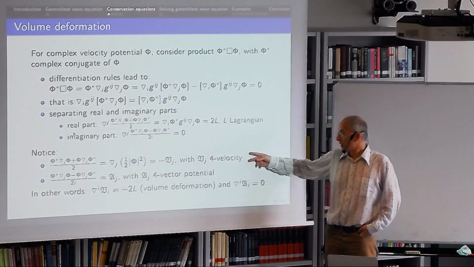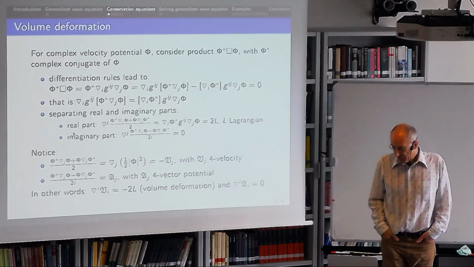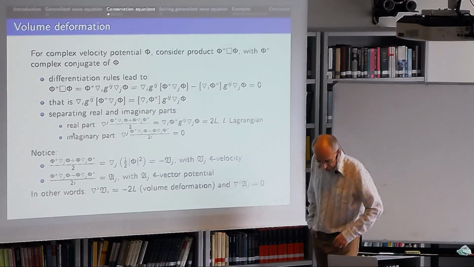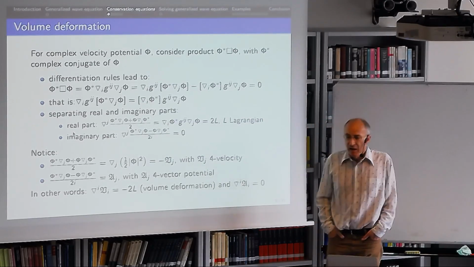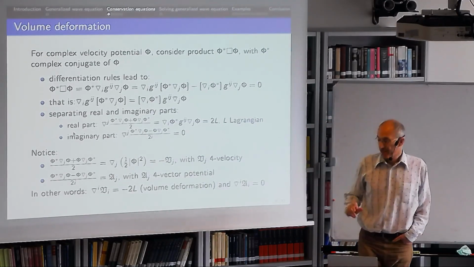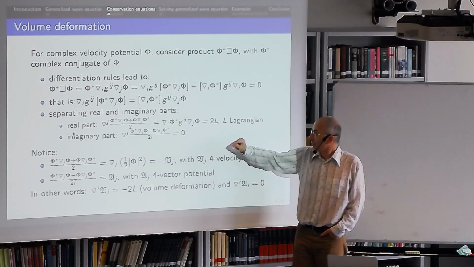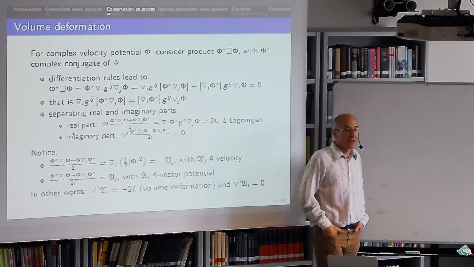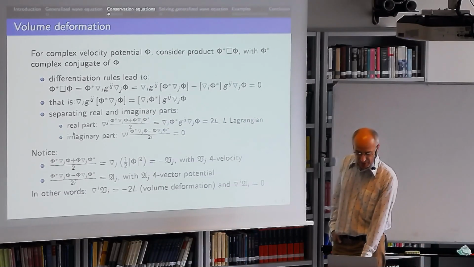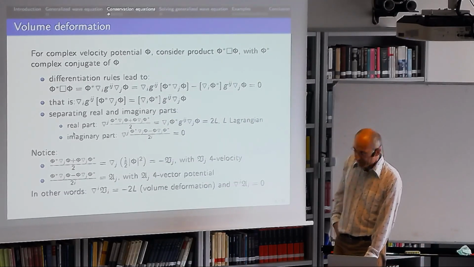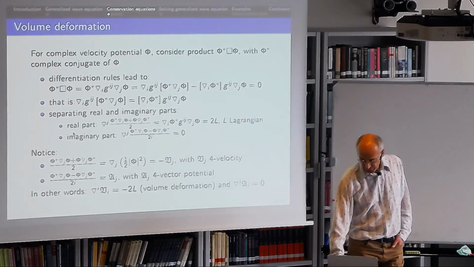Why do I call it a 4 velocity? It's by analogy with what we know from fluid mechanics. We know that the divergence of the velocity accounts for the volume deformation. And here we know also that the Lagrangian accounts for the volume deformation of the time space. So this is why I called that 4 velocity. But we won't use it very much.